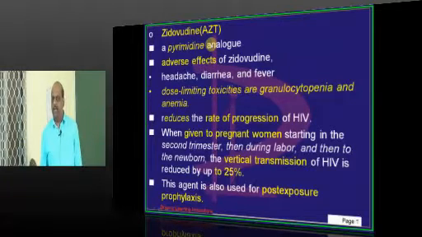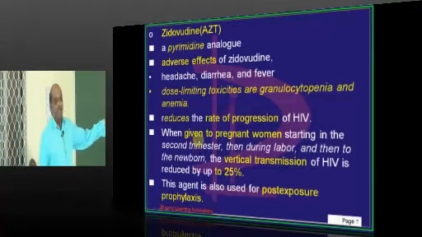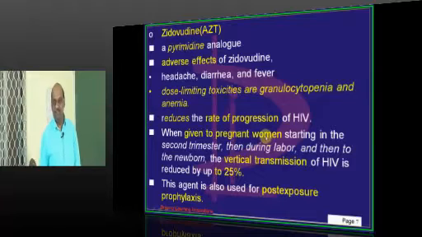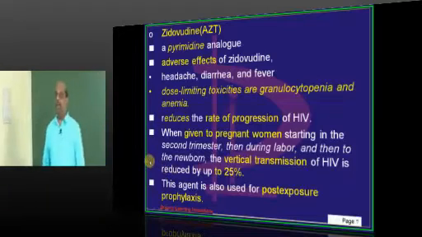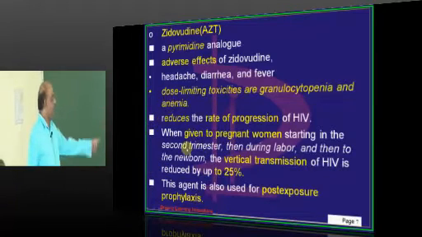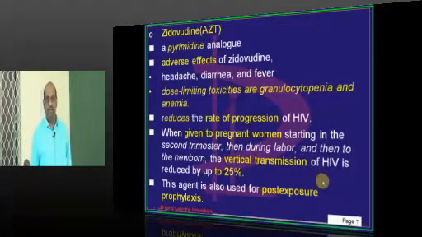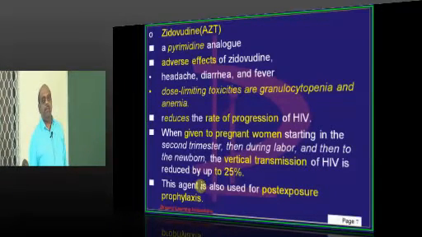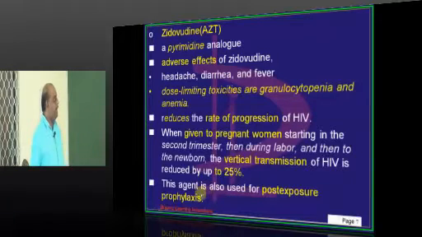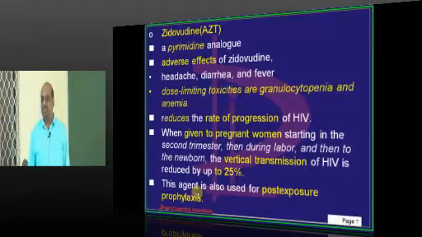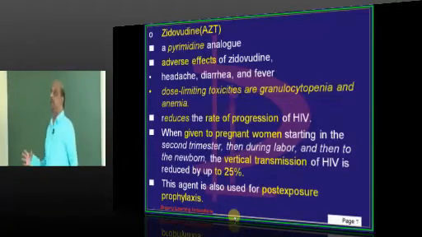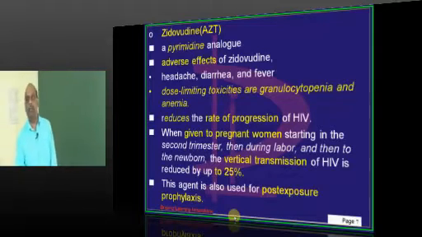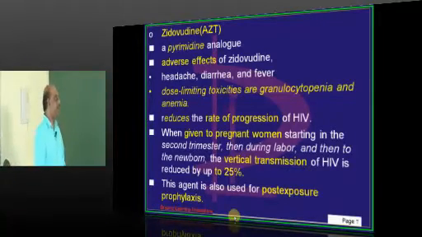If I give zidovudine, the patient will ask you an innocent question. Sir, will this reduce the rate of progression of HIV? Yes, sir. Zidovudine reduces the rate of progression. Can you give it to pregnant women, sir? Yes, sir. You can give it safely to pregnant women. You can give it during pregnancy in the second trimester, at the time of labor, and after that to the newborn. And if you use zidovudine, the vertical transmission of HIV is reduced by about 25%, is what you have to remember. Another high yield fact, which is commonly asked in exams.